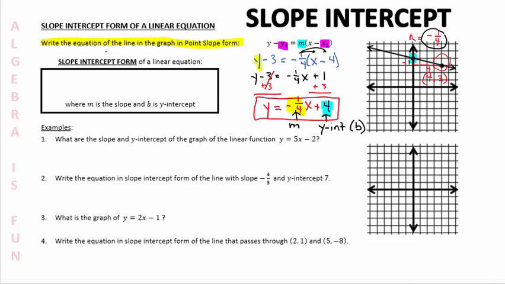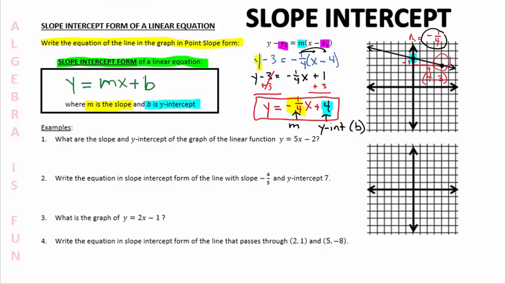So let's write over here what the definition of slope-intercept form is. Slope-intercept form of a linear equation is the equation y equals m, our slope, times x plus this number b, which we're going to call our y-intercept. So m is the slope and b is where it crosses the y-axis, or we call that the y-intercept. So now let's go ahead and look at these examples.